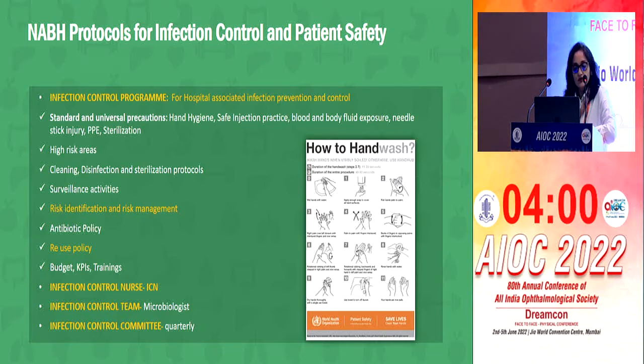Then there should be protocols on cleaning, disinfection, and sterilization. There should be surveillance activities like validation of your machine and cultures. Risk identification and management, we'll discuss this.